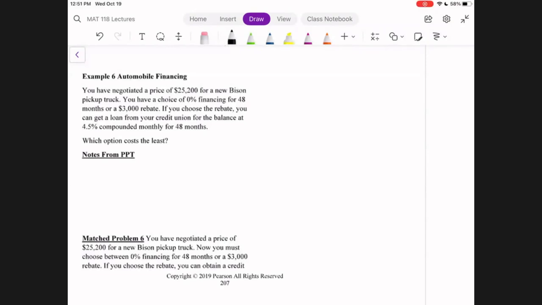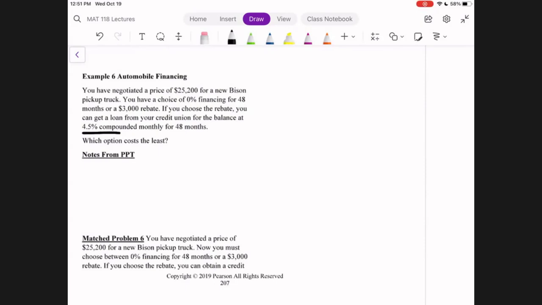You negotiated a price of $25,000 for a new Bison pickup truck. You have a choice of 0% financing for 48 months or a $3,000 rebate. If you choose the rebate, you can get a loan from a credit union. Which option is the best?